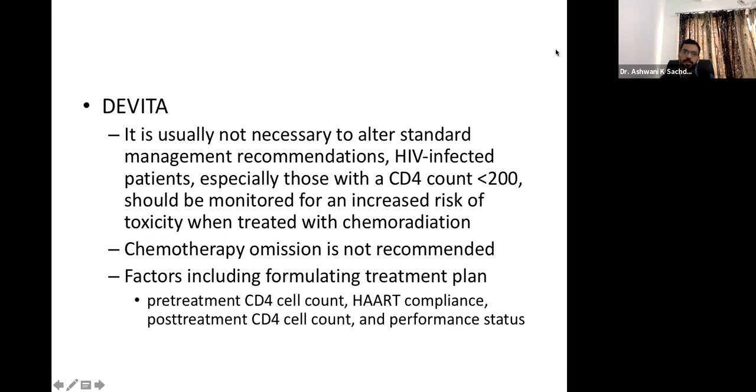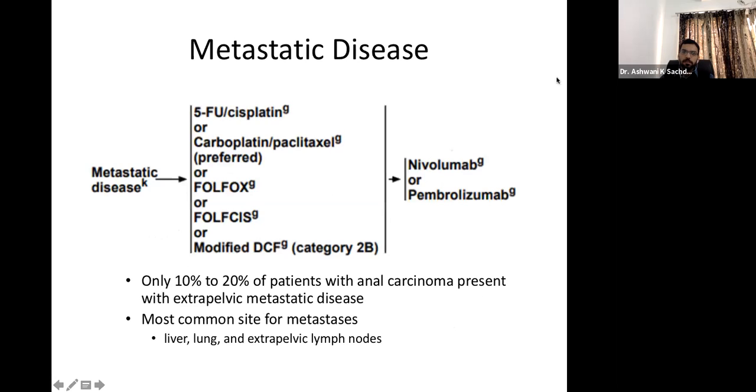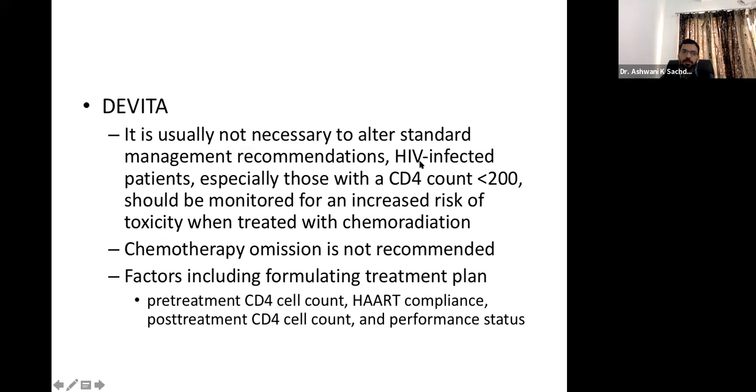So DeVita mentions that it is not necessary to alter the standard management recommendation in HIV infected patients, especially those with CD4 count less than 200, and they should be monitored for increased risk of toxicity when treated with chemoradiation. And chemotherapy omission is also not recommended, and factors which are important in formulating our treatment plan are pre and post treatment CD4 count, compliance to HAART, and performance status.